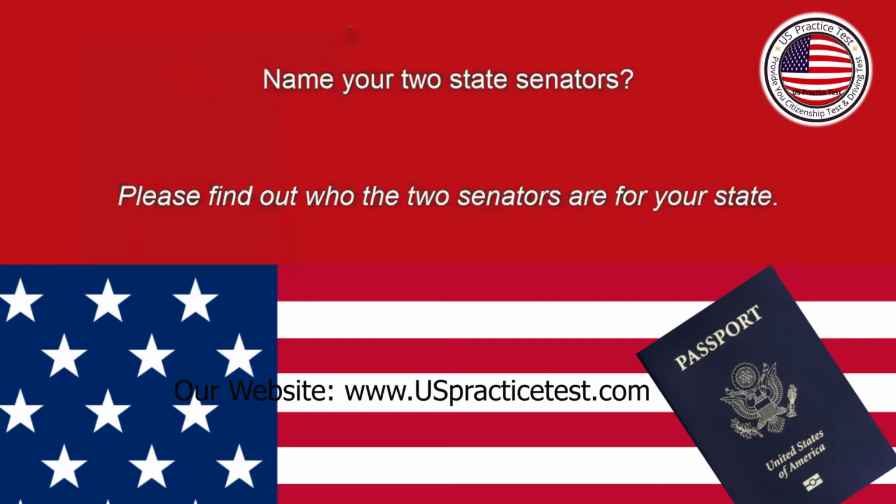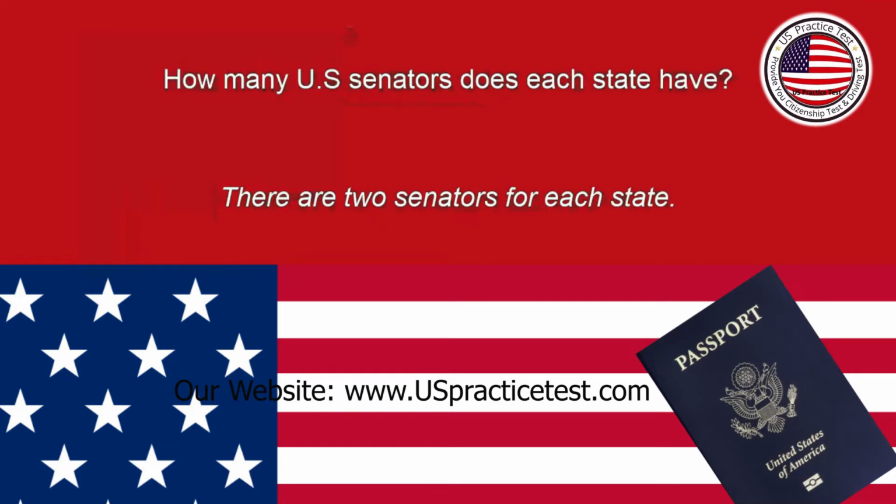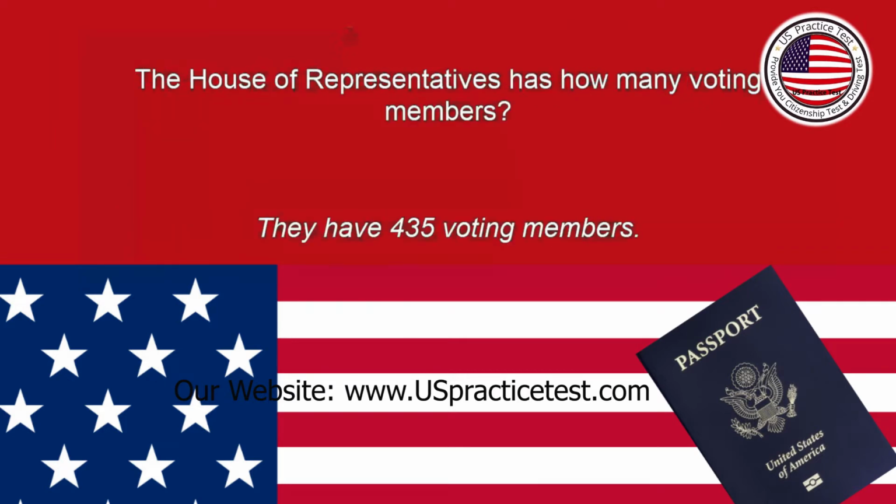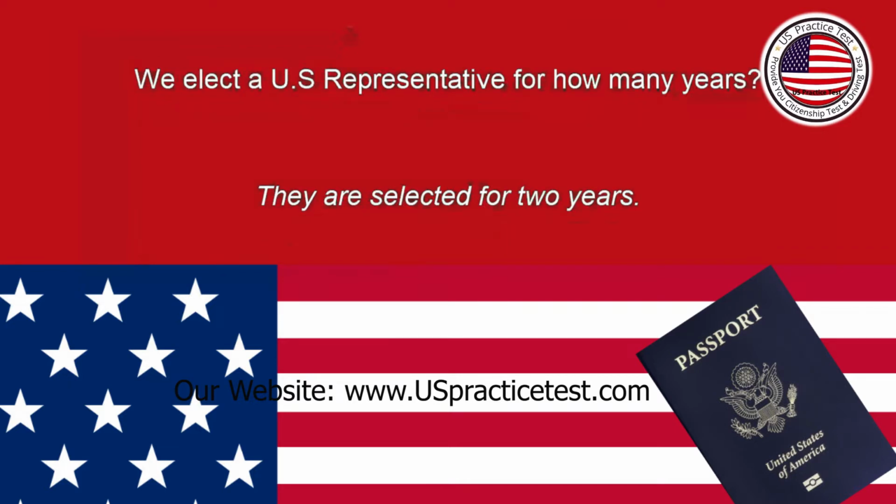Name your two states' senators. Please find out who the two senators are for your state. How many U.S. senators does each state have? There are 2 senators for each state. The House of Representatives has how many voting members? They have 435 voting members. We elect a U.S. representative for how many years? They are elected for 2 years.